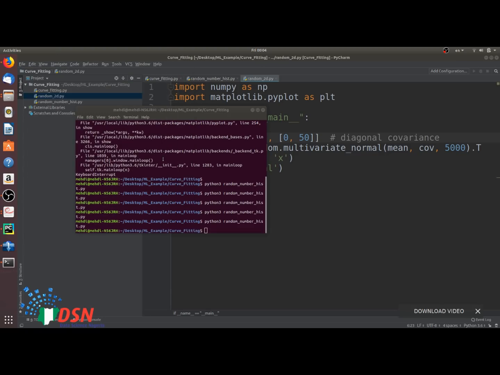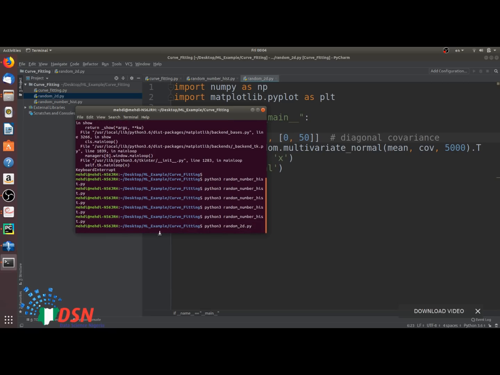no, this is another code, sorry, Python 3 random 2b.